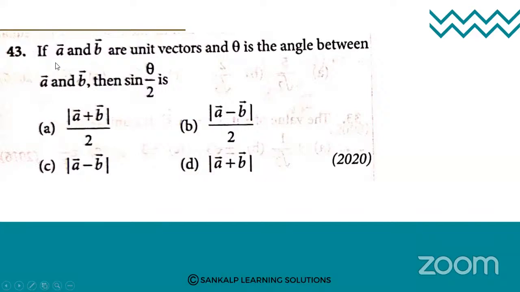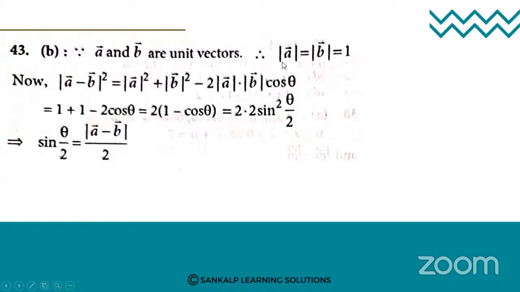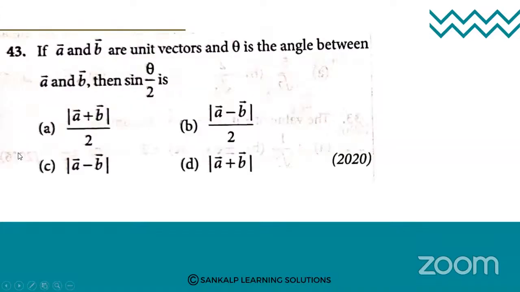So see, the next question is: if A and B are unit vectors and θ is the angle between vector A and vector B, then they are asking the value of sin θ/2. So what's given? As per the question, A and B are unit vectors, and we need to calculate the angle θ.